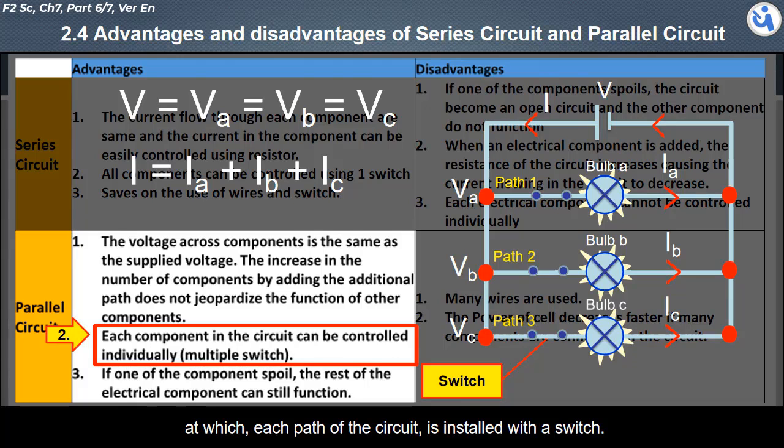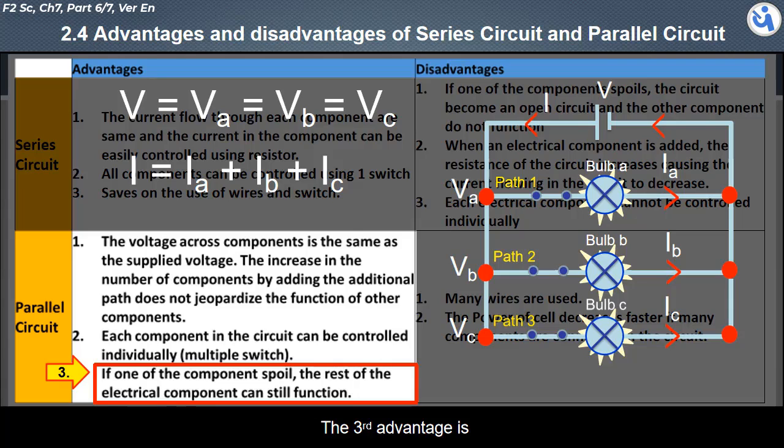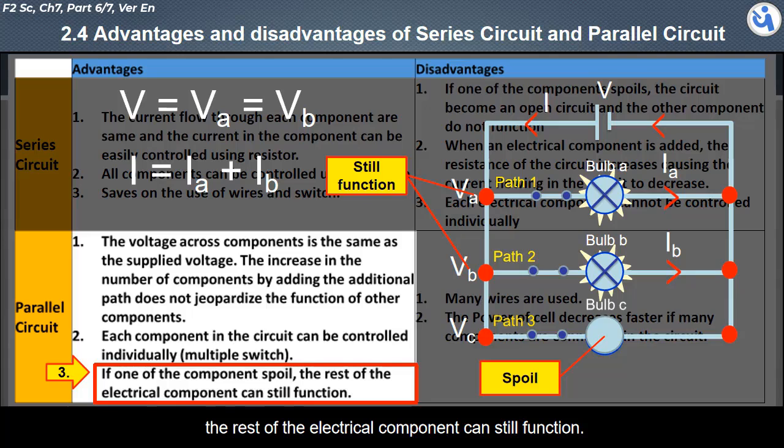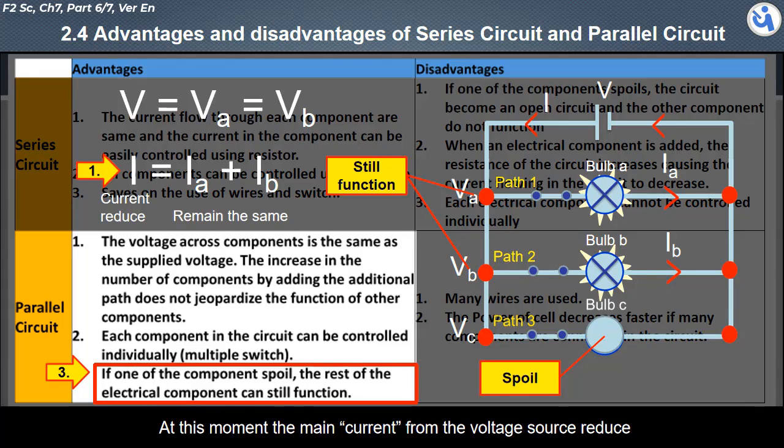The third advantage is, if one of the components is spoiled, the rest of the electrical components can still function, because they still remain in a closed circuit. At this moment, the main current from the voltage source reduces, but the current that flows in path 1 and path 2 remains the same value.